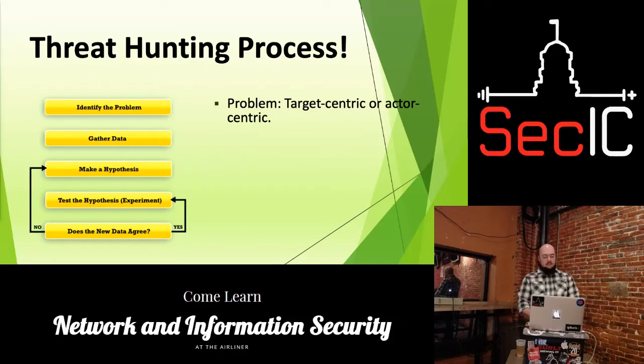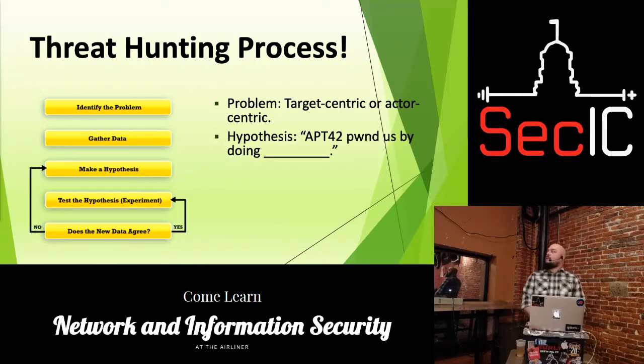So threat hunting: start with a problem. Typical problems are target-centric or actor-centric. Target-centric would be, I have this really cool thing on my network that all the bad guys want. That's a target. Actor-centric is, APT42 does this. Hypothesis: APT42 pwned us by doing this. I'm going to go with DNS tunneling. So my hypothesis is they pwned us by using DNS tunneling.